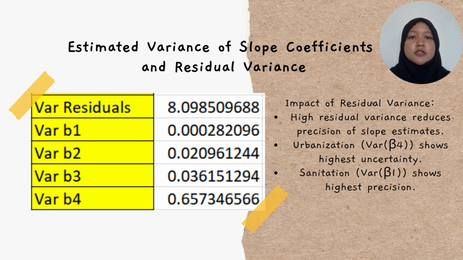Healthcare spending and GDP per capita have moderate variance of 0.02096 and 0.03615 respectively. Urbanization, with the largest variance of 0.65735, shows the most uncertainty. High residual variance generally reduces the precision of estimates, particularly for urbanization. In contrast, sanitation shows the most reliable and precise effect on life expectancy.